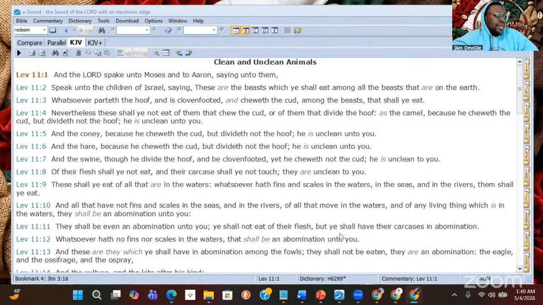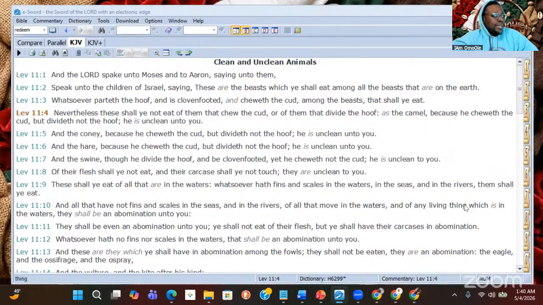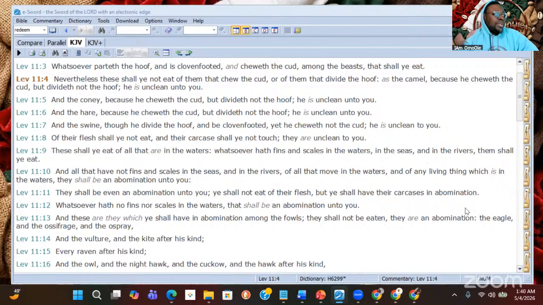This is just telling them what they can and cannot eat, specifically to this people. And this is not even the general public. This is the elders. This is the priests, the priesthood. That's who this is for.